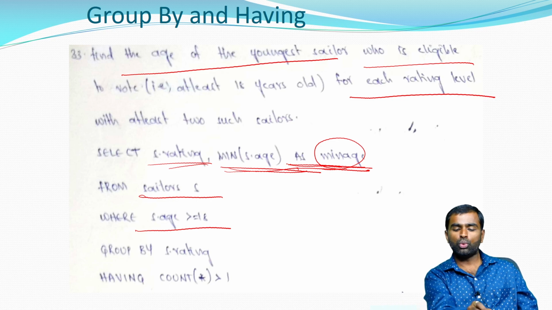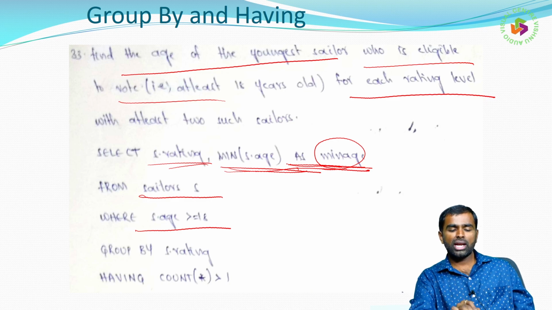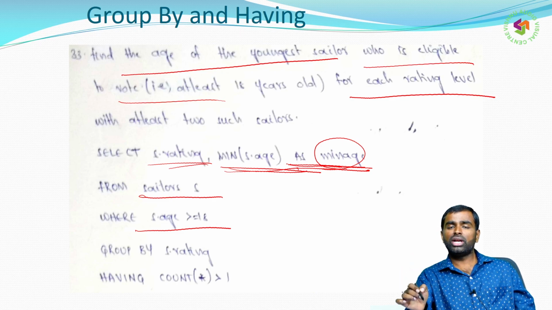Now, who is eligible to vote? For each and every sailor, this is the condition. That's why we have to give the condition in the where portion. In the where portion you are giving S dot age greater than or equal to 18. That means each and every sailor must be of voting age.